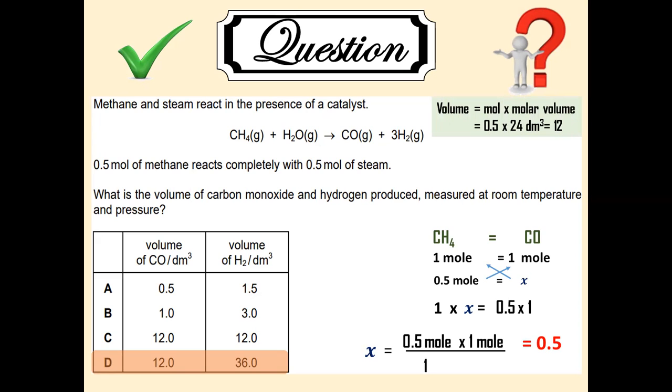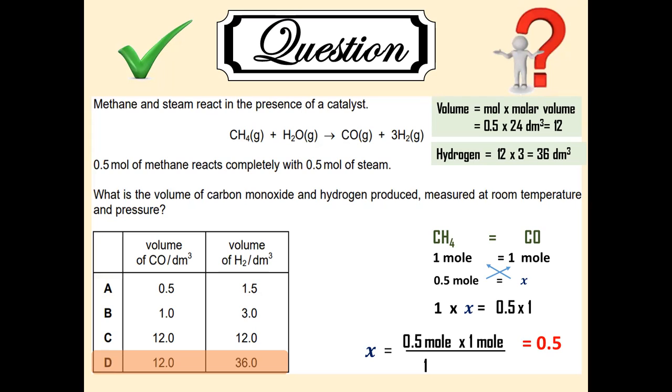So for example, 0.5 mole multiply into 24 dm cube. This will give us 12 dm cube of volume of carbon monoxide. Now, if you have the carbon monoxide, the 12 dm cube, so what is the reference of carbon monoxide is 1 mole, while the hydrogen is 3 mole. So the ratio of the carbon monoxide to the hydrogen is 1:3. So in this way, for example, if the carbon monoxide is 12, so the hydrogen will be multiplied by 3, this will become 36 dm cube. So your answer is D.